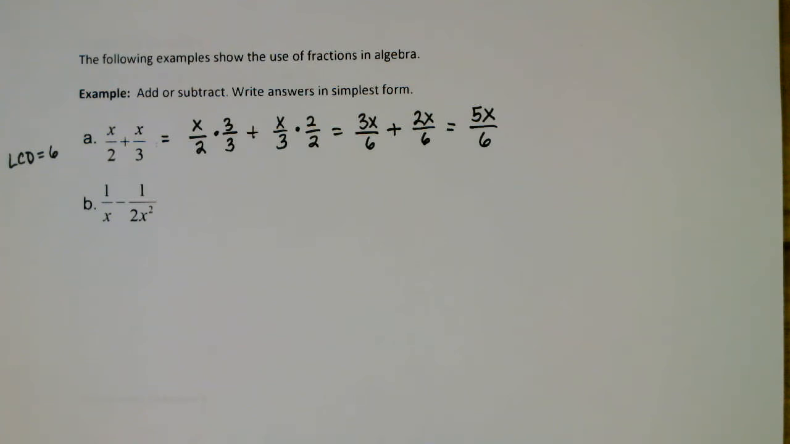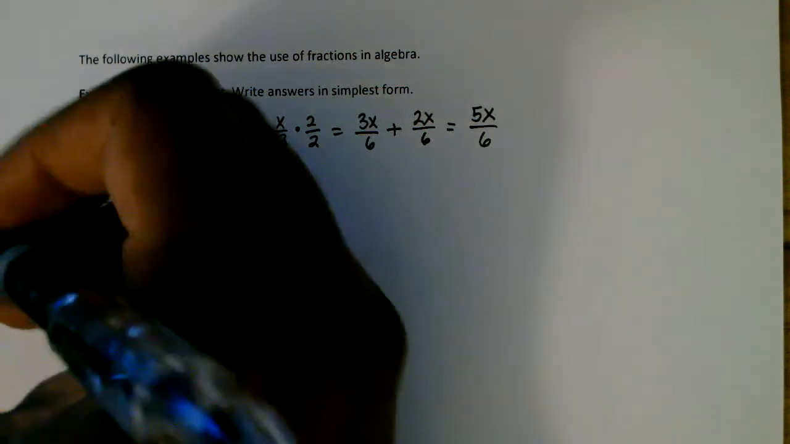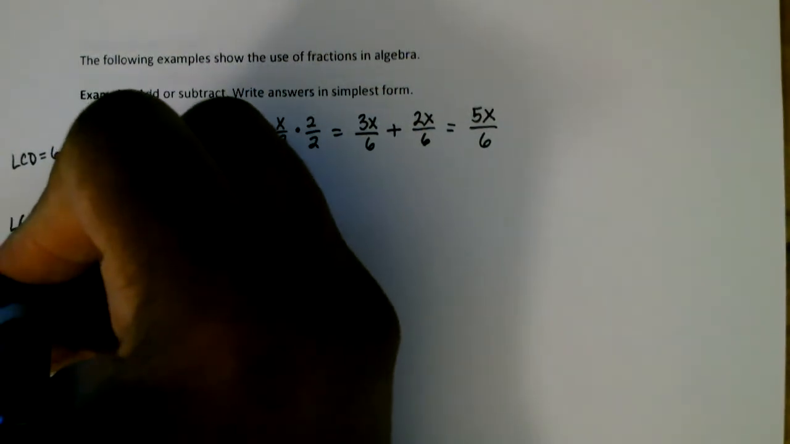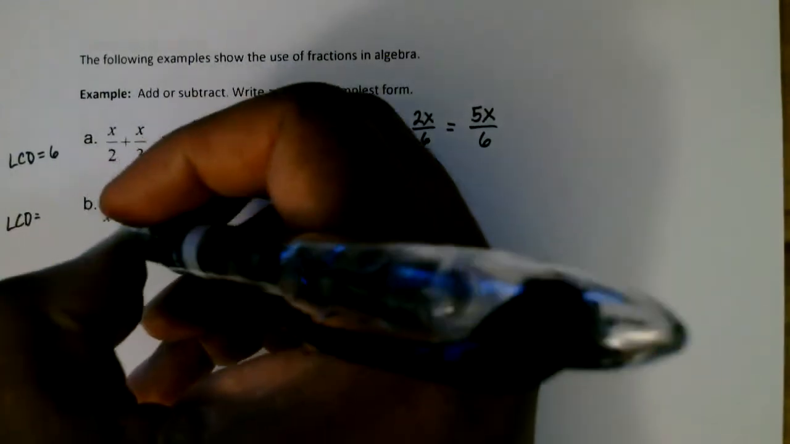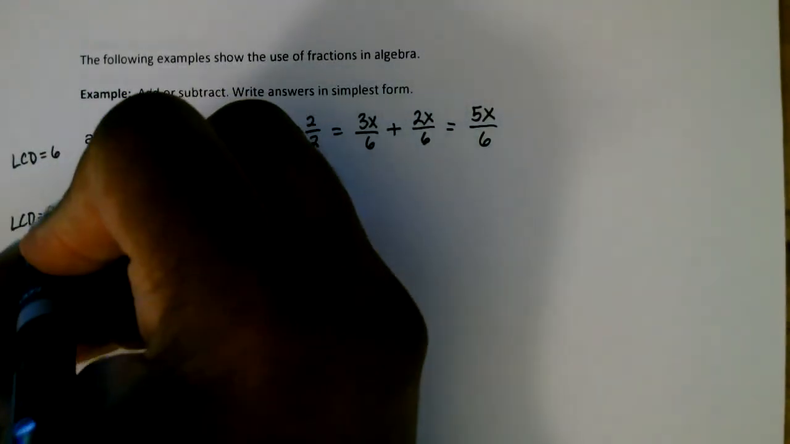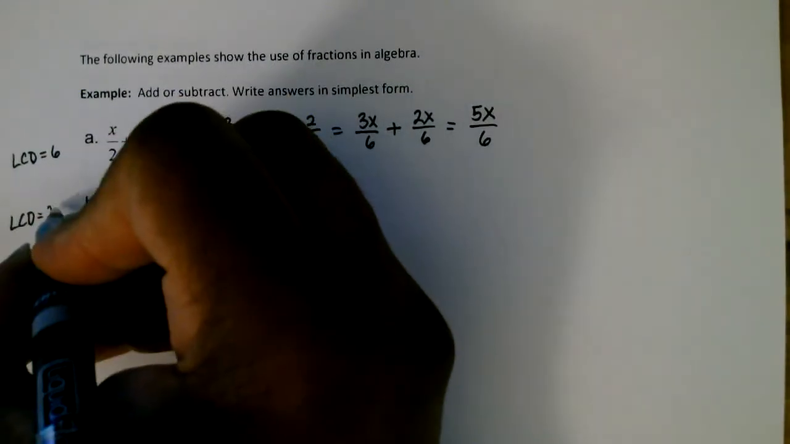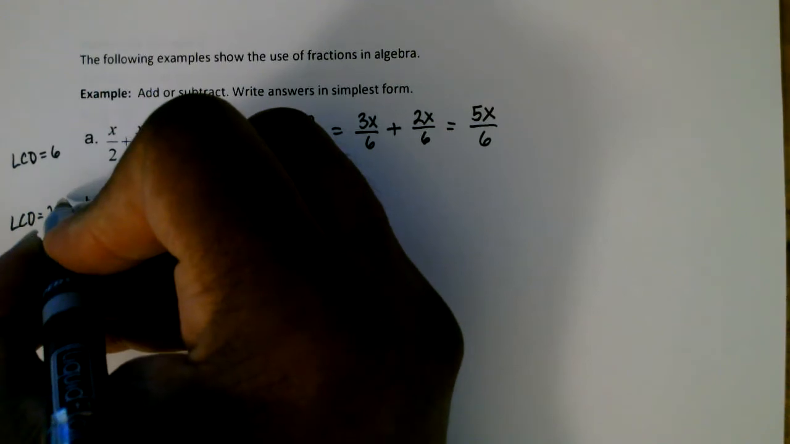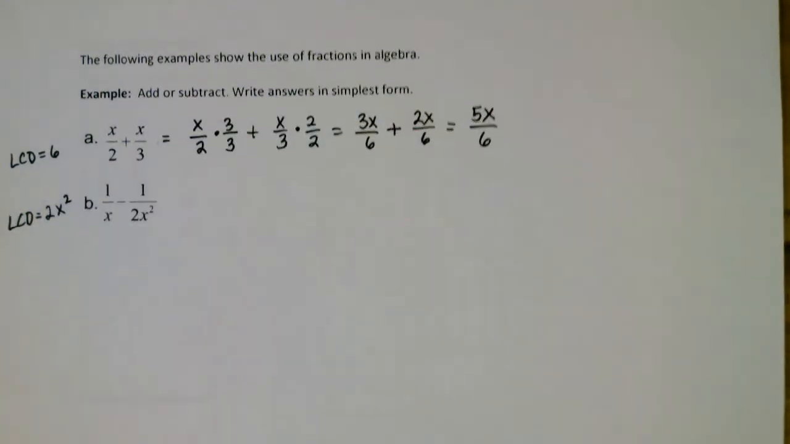Now for part B, I got 1 over x minus 1 over 2x. Well, in this case, I need an LCD. Well, I got the 2, I need that. There's an x, but I need the x to be for the highest exponent. I need the highest exponent for x, which is going to be the x squared. So 2x squared will be my LCD for x and 2x squared.